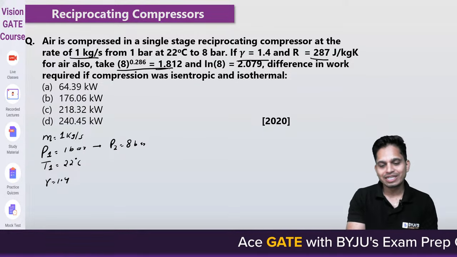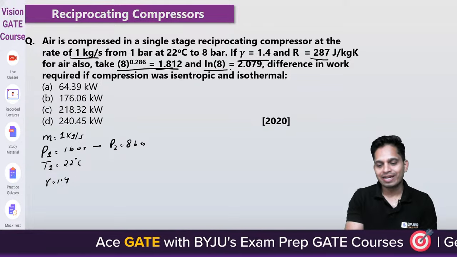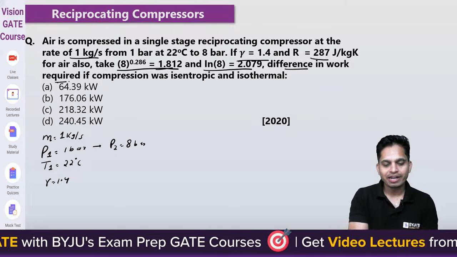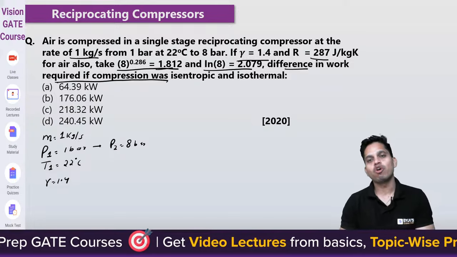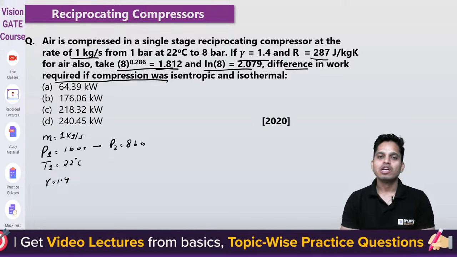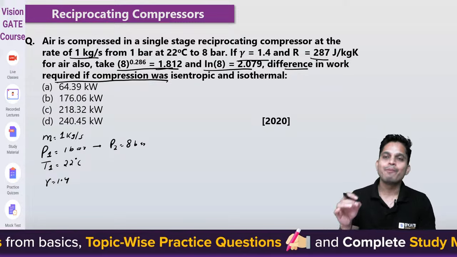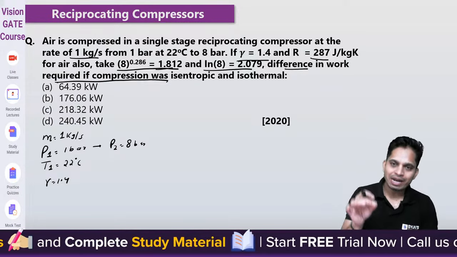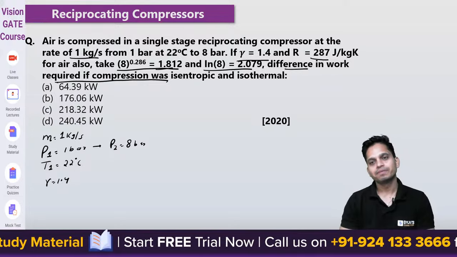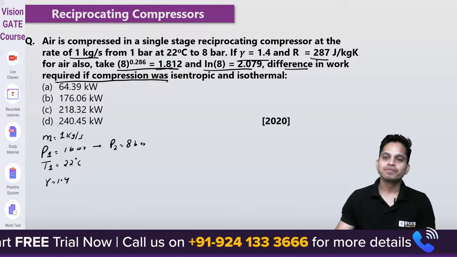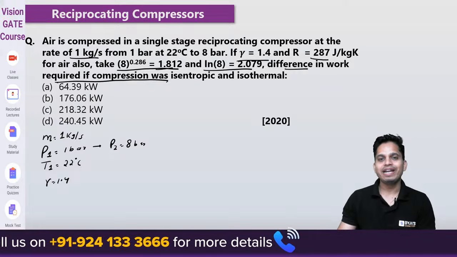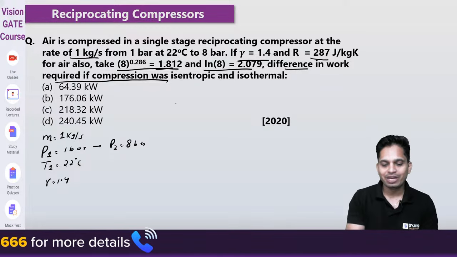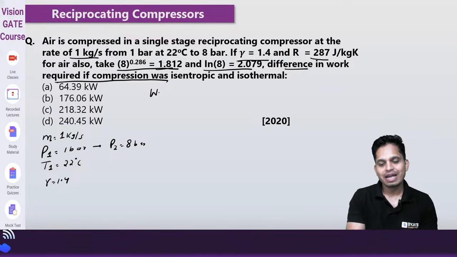A to the power, this is 1.812 and ln 8 is this. Difference in work required if compression was isentropic and isothermal. So you need to find out when the compression is isentropic, how much work you will get, and then when compression is isothermal, how much work you will get, and you have to subtract it. So how are you going to do it? Any idea? By work.